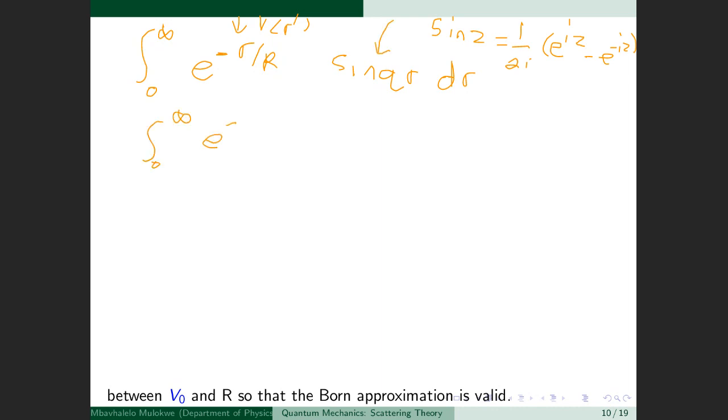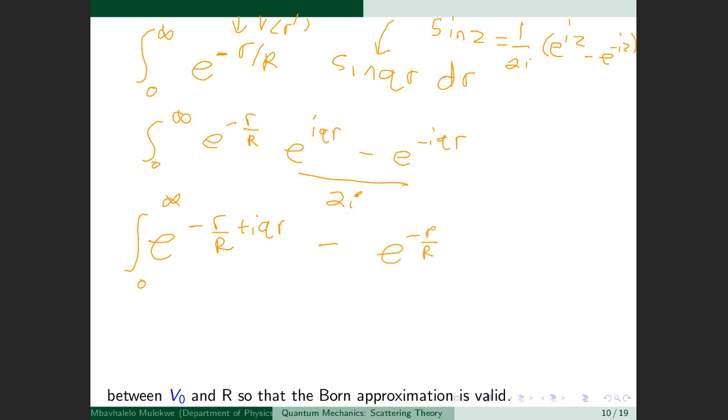Let's just do everything step by step. You get e to the iqr minus e to the minus iqr over 2i. So this gives you the integral from 0 to infinity of e to the minus r over r plus iqr minus e to the minus r over r minus iqr, times 1 over 2i. The 1 over 2i is coming from the definition of the sine. These integrals just give you 1 over (1 minus iq) minus 1 over (1 plus iq).